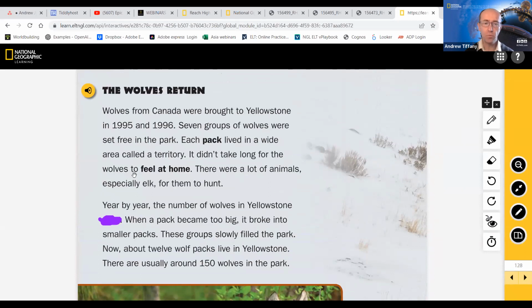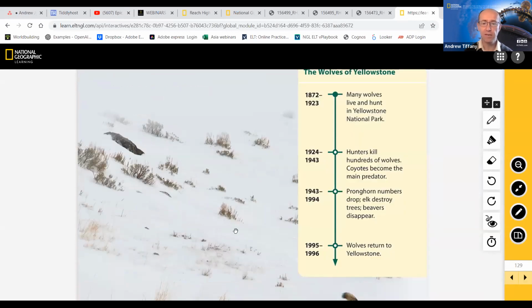It didn't take long for the wolves to feel at home. There were a lot of animals, especially elk, for them to hunt. Year by year, the number of wolves in Yellowstone, what word goes here? When a pack became too big, it broke into smaller packs. The groups slowly filled the park. Now about 12 wolf packs live in Yellowstone. There are usually 150 wolves in the park. Okay, so you've got the word increased. It's a pretty short word. Let's see what it is. It grew. Yeah, that's the same as increased. Very nice. Good. Let's look at the next one.